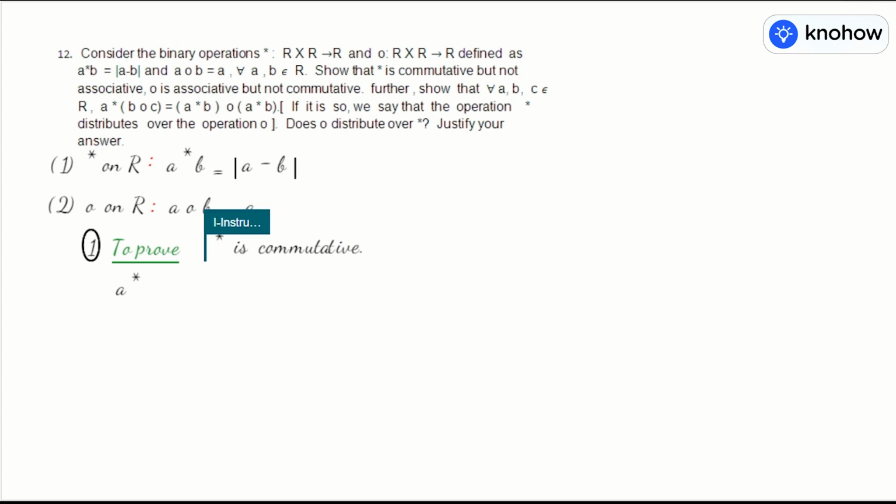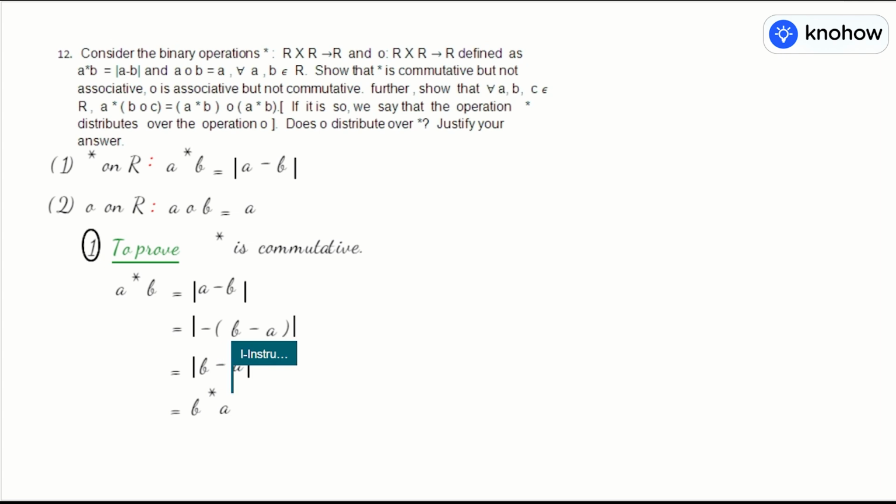So A star B, as per definition, is modulus of A minus B, which may be written as modulus of, take minus common out of A minus B, you get modulus of minus times B minus A. And modulus of negative A is same as modulus of A, so it will be same as modulus of B minus A, and which is nothing but B star A. So I have proved A star B equal to B star A, and hence the binary operation star is commutative.